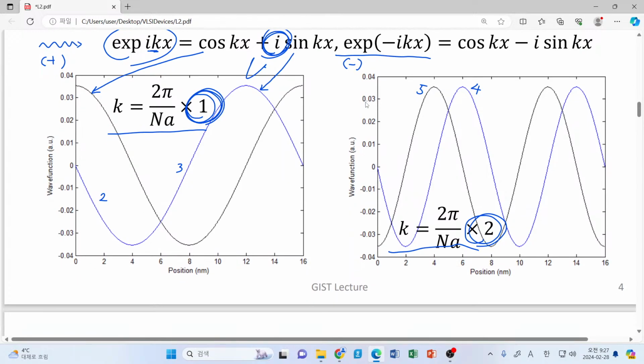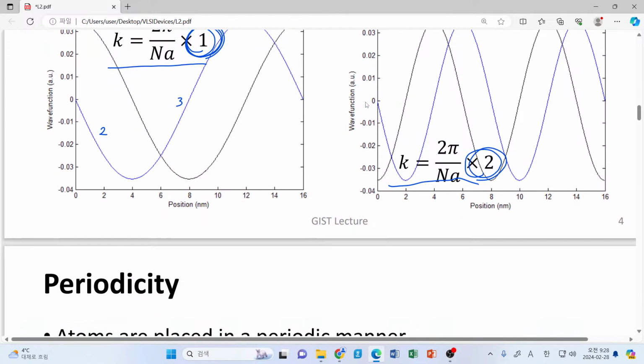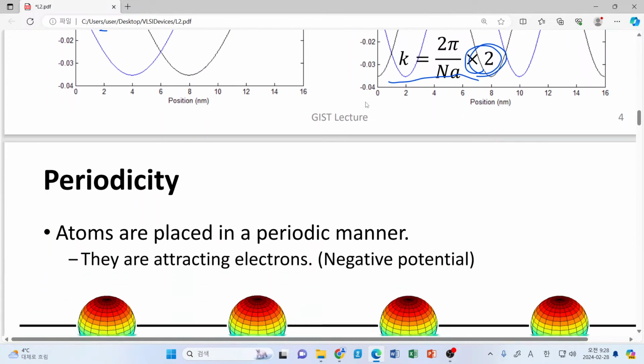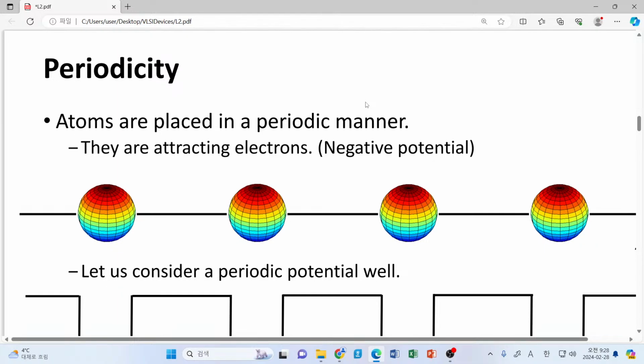Do you have any question? Up to now, although our plan is quite ambitious, we just neglect all kinds of potential effect. So this is just a free electron. The answer is a plane wave, just like an electromagnetic wave in free space. If you have any question, please interrupt me.